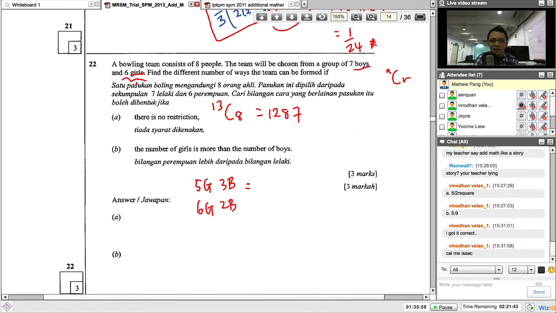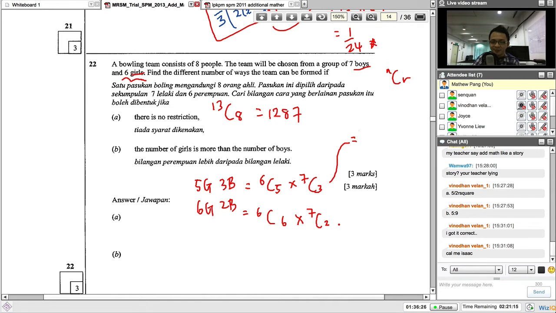It's very simple. From 6 girls, I choose 5. Boys, I have 7 boys, I choose 3, and multiply them. This one is the same: 6 girls, I choose 6, and 7 boys, I choose 2. Oh, why did I write equal? It's not equal, it's multiply. Then both of the answers I should add together.